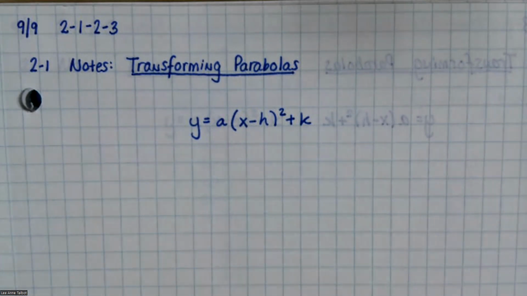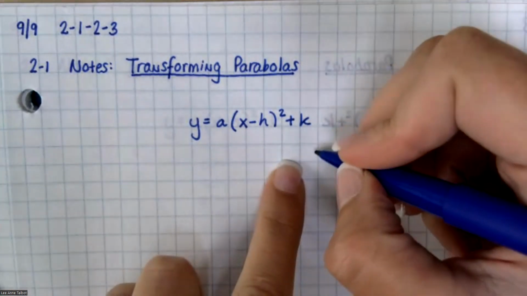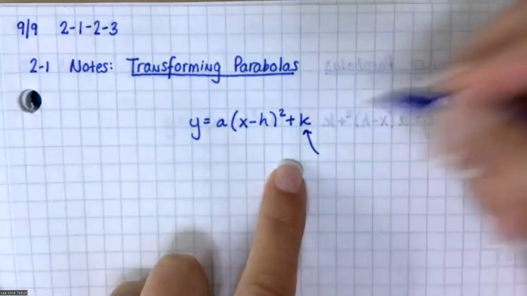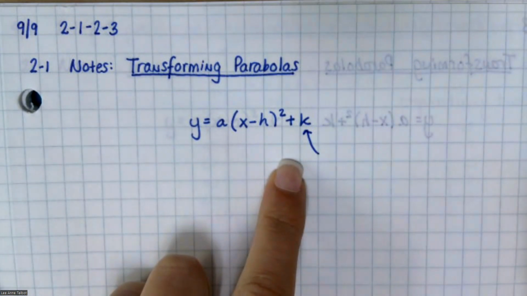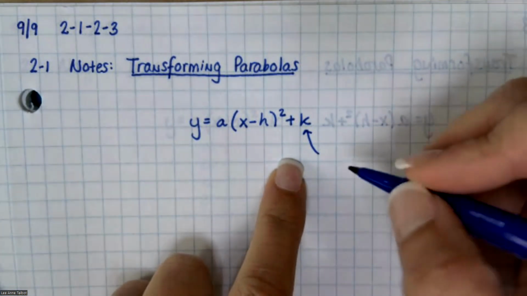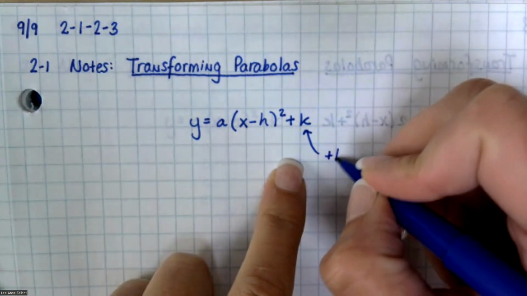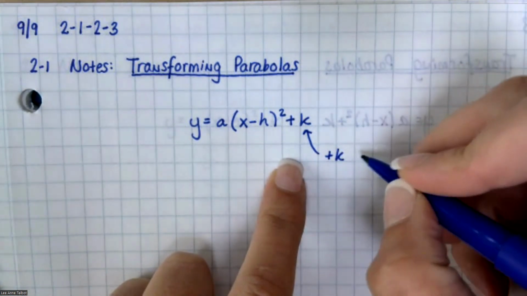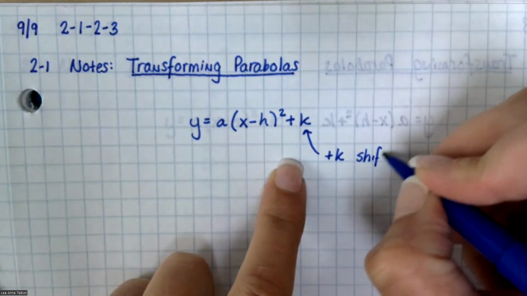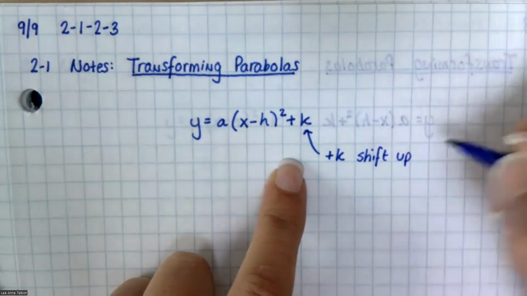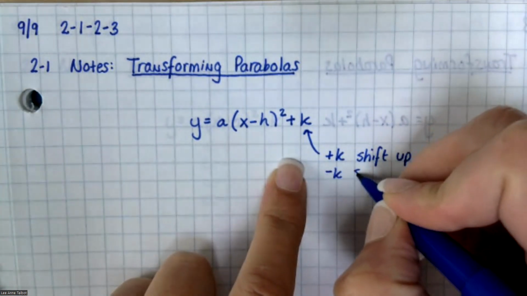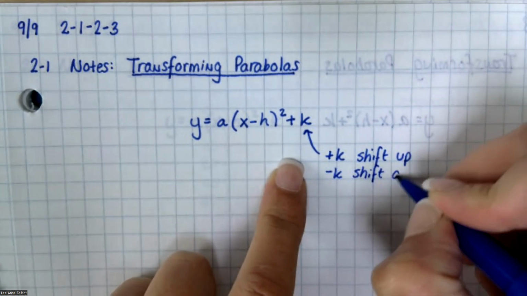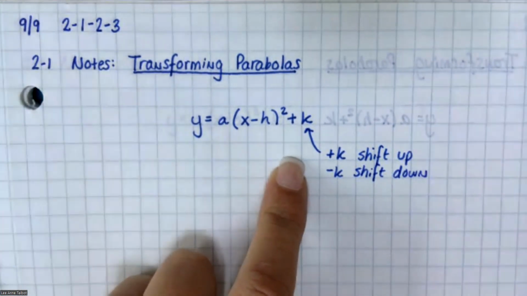So super important. Okay, first, this value, k, hanging off the end, determines how up or down the parabola is going to be. So shift up or shift down. So what we do is we say, if you have a positive k, that's a shift up. And if you have a negative k, that's a shift down.